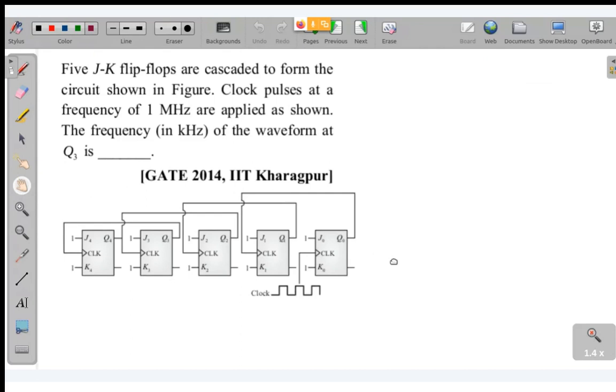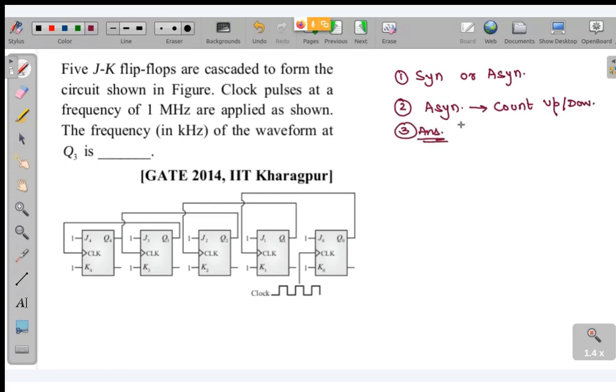See, they only make the question a little bit complex for you guys to see. First, tell me whether this is a synchronous counter or asynchronous. Second, if it is asynchronous, what is the counting state? Means whether it is up counting or down counting. Third will be your answer. Okay, so tell me the answer.